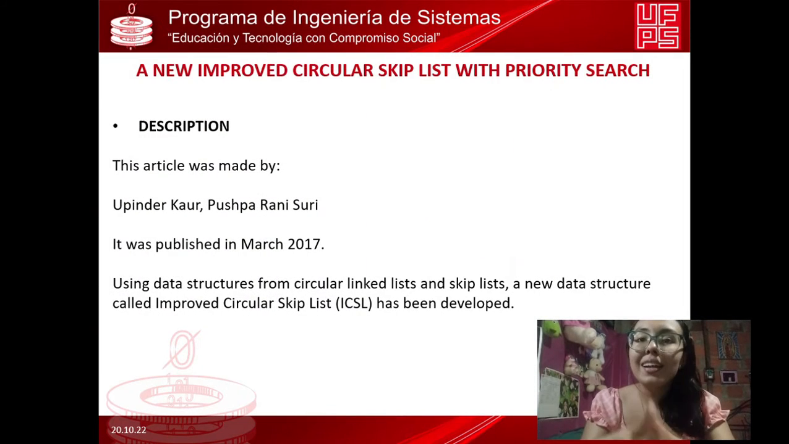And the final article is A New Improved Circular Skip List with Priority Search. Description. This article was prepared by Upinder Kaur and Pushpa Rani Suri, and it was published in March 2016. Using data structures for circular linked lists and skip lists, a new data structure called Improved Circular Skip List (ICSL) has been developed.